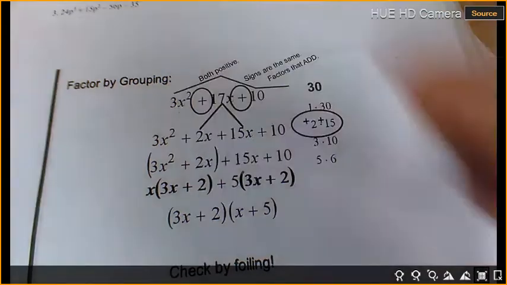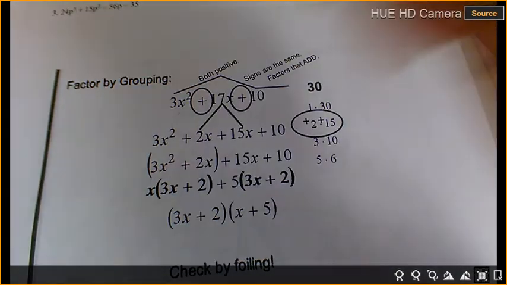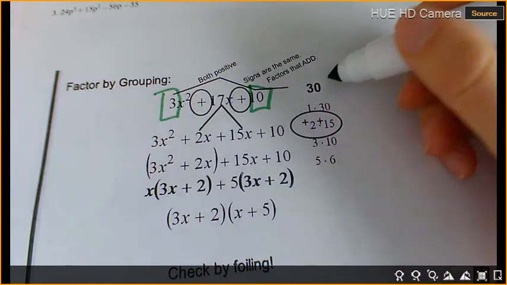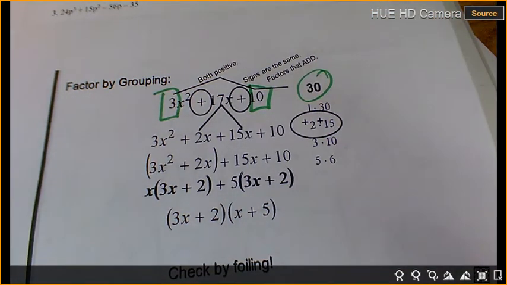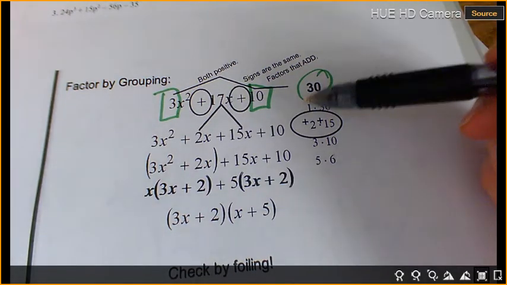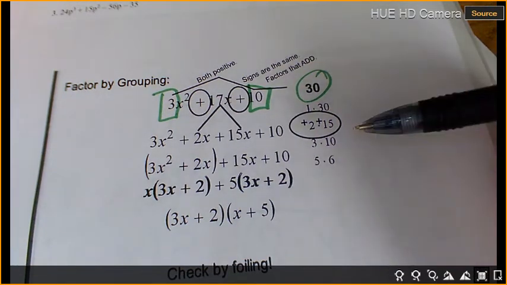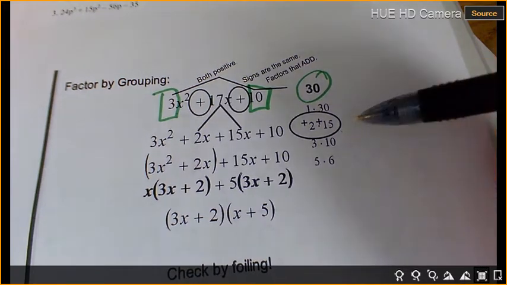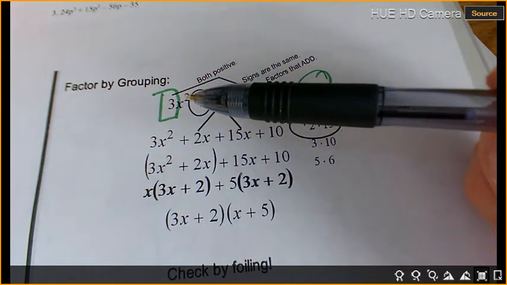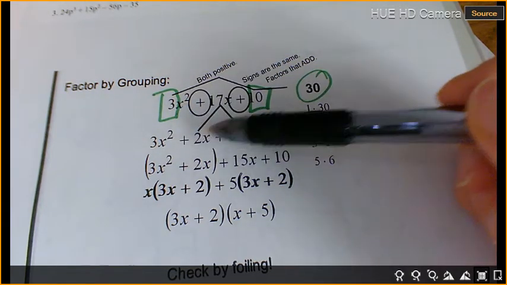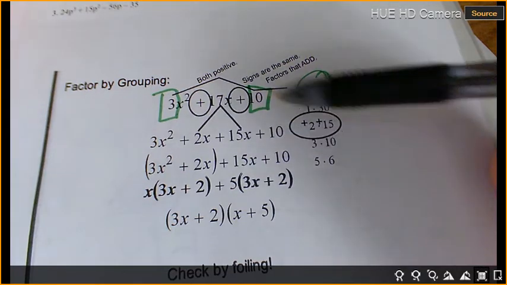You take the first number and you multiply it by the last number. See how I got 30? 3 times 10 is 30. You list then all the factors of 30. 1 and 30, 2 and 15, 3 and 10, 5 and 6. Which ones add to give you 17? 2 and 15, correct? So then you can write 3x squared plus 2x plus 15x plus 10. And then you do it by grouping.